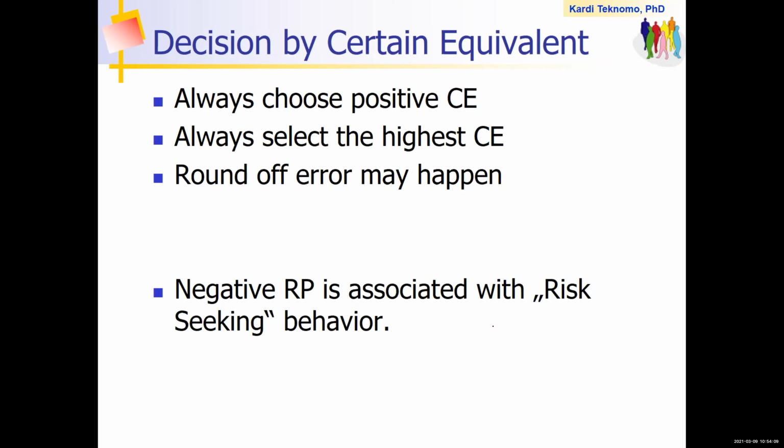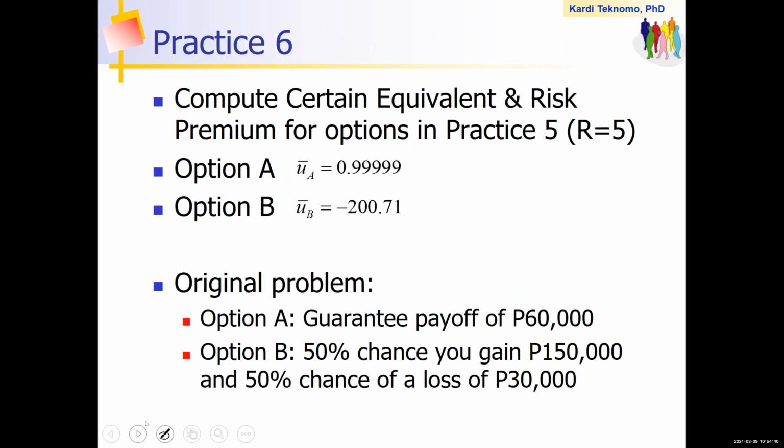Okay. When you want to decide based on certain equivalent, you always choose positive certain equivalent. And you always select the highest CE. Okay. You may have a certain round of error. That's fine. Okay. So, and if you have negative risk premium, that is actually associated with certain risk-seeking behavior. Okay. Let's take an example here.